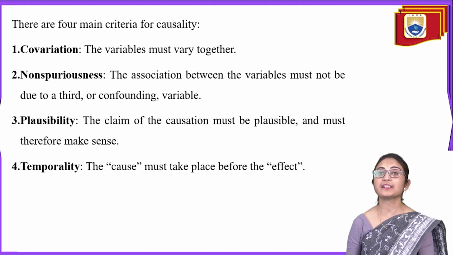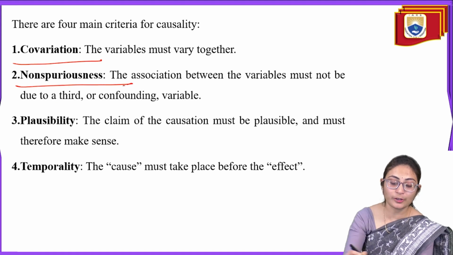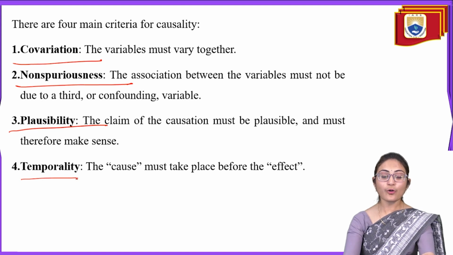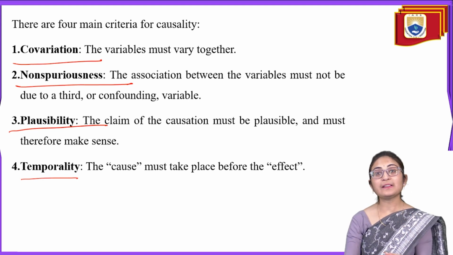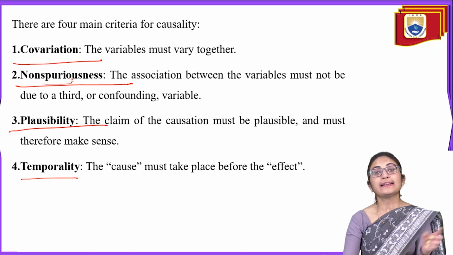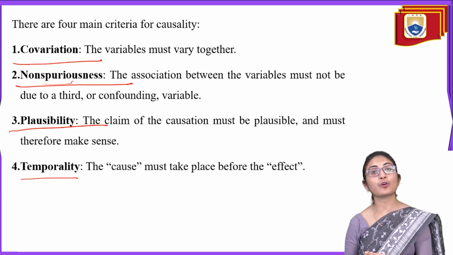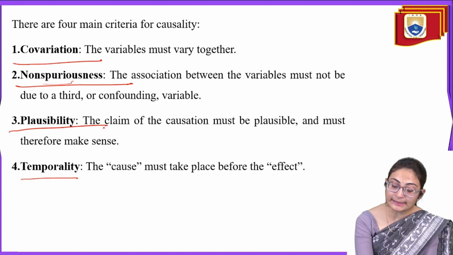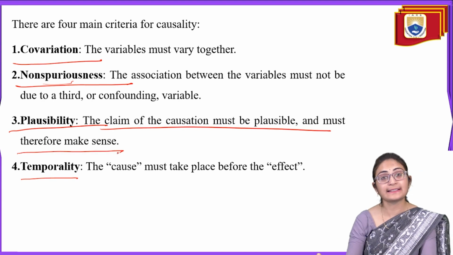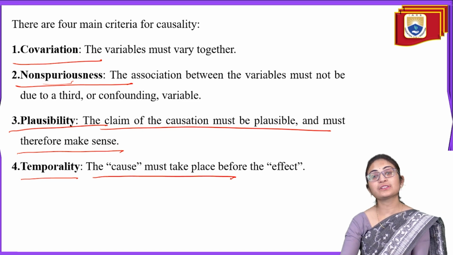There are four main criteria for causality. First one is covariation, then non-spuriousness, then plausibility, and temporality. Covariation is showing that the variables vary together. Non-spuriousness shows the association between the variables must not be due to a third or confounding variable. Plausibility: the claim of causation must be plausible and must make sense. And temporality: the cause must take place before the effect.